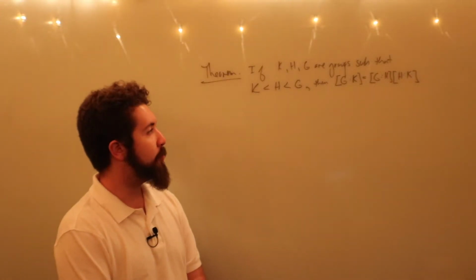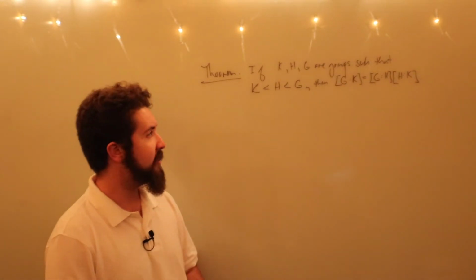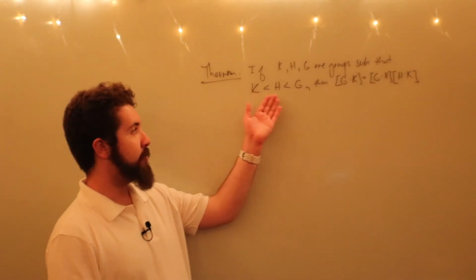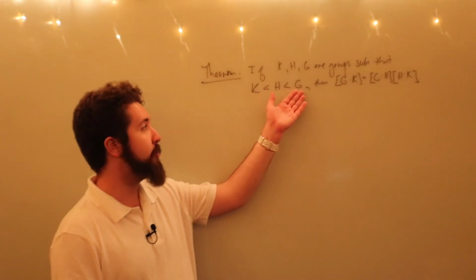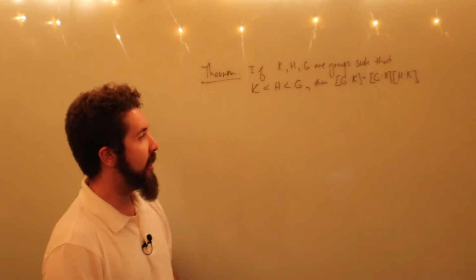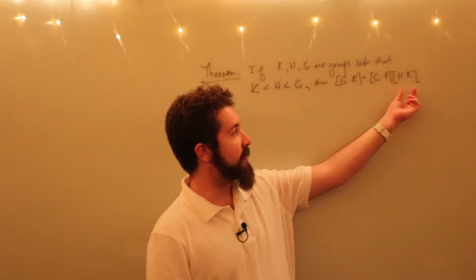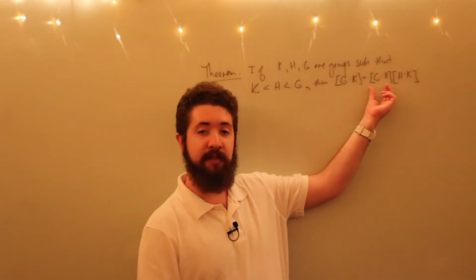All right, here we have a pretty important theorem. So if K, H, and G are groups, such that K is a subgroup of H and H is a subgroup of G, and of course transitively K is a subgroup of G, then we have that the index of K in G is equal to the index of K in H times the index of H in G.